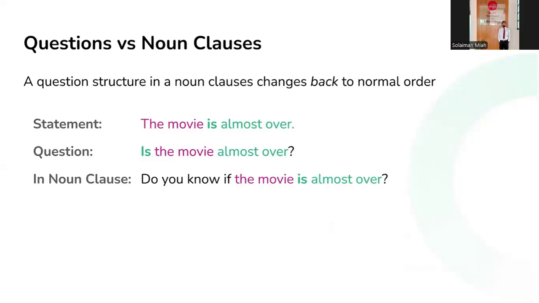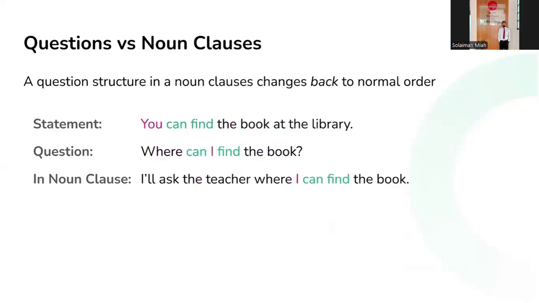Now the main verb is know, and the main subject is you. The part about the movie has moved to a noun clause, and as a result, the word is moved back to its normal placement, not the question placement. Here's another example showing the same idea.